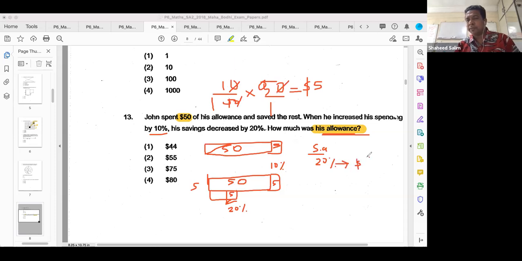And then 100% is how much? 100% is $25. How do you get 25? Times 5. So originally his savings is $25. Originally his expenditure was $50. 50 plus 25 is 75. I hope you're okay. Davish, you get it? Okay, we move on, okay?